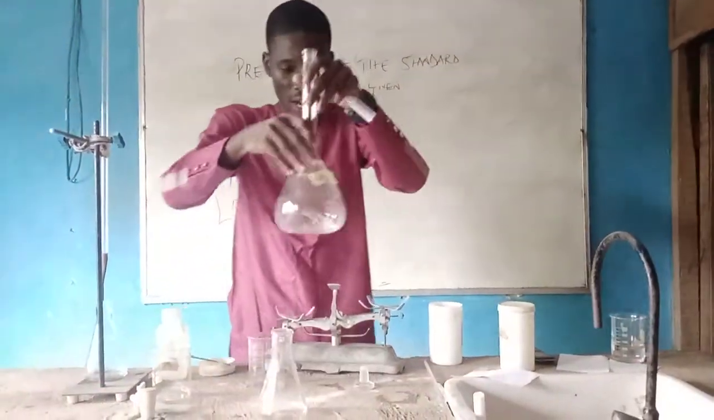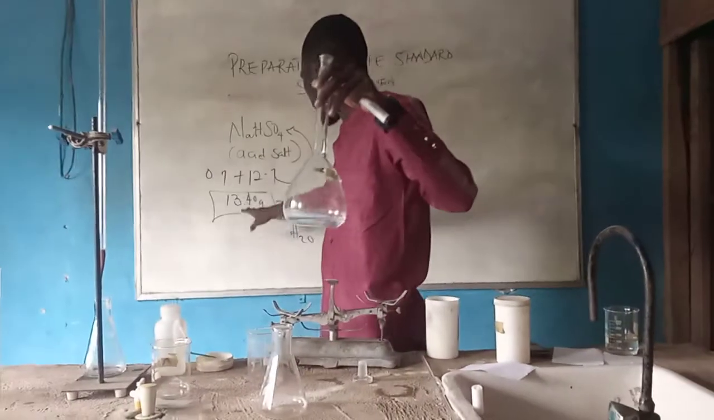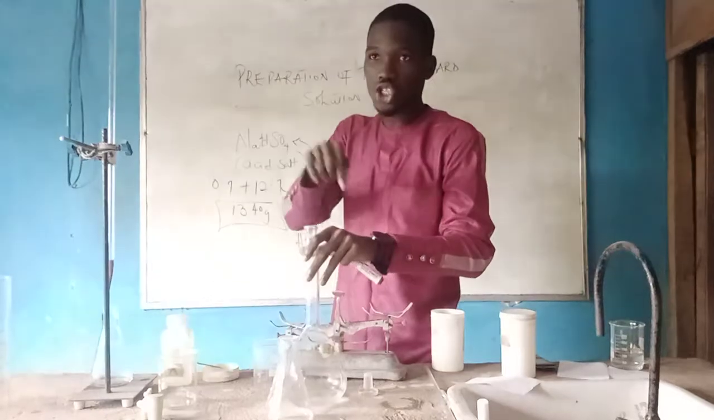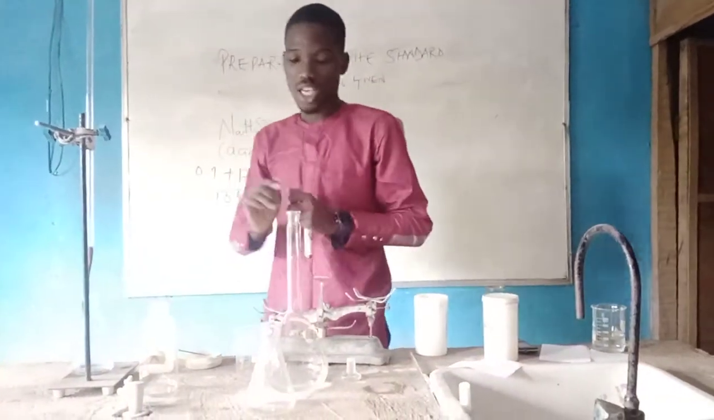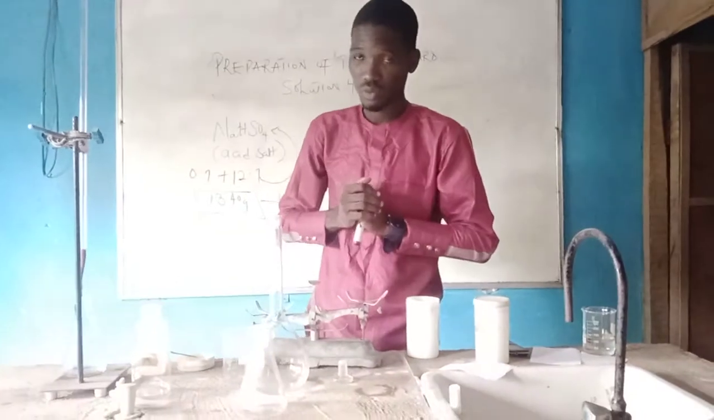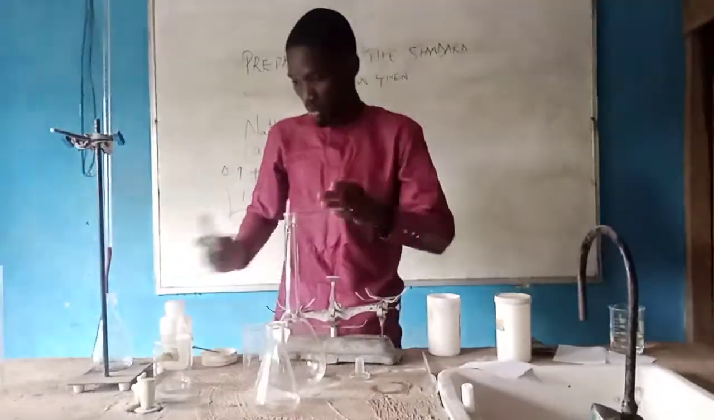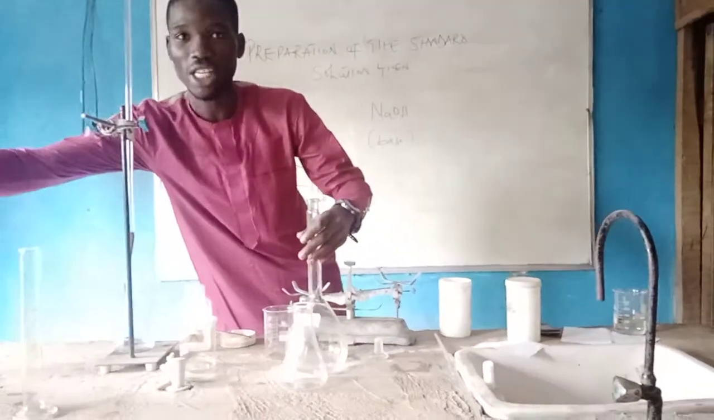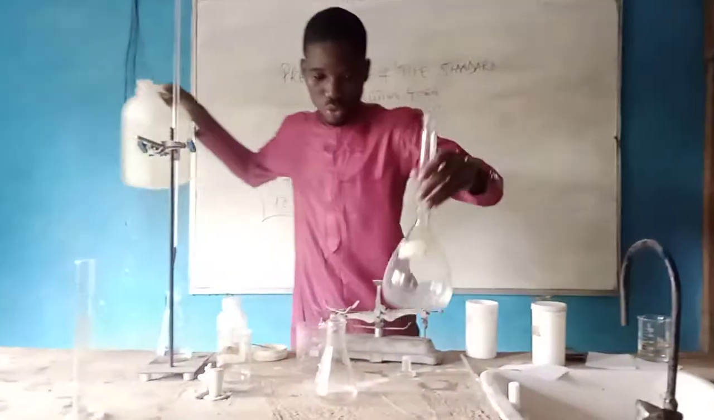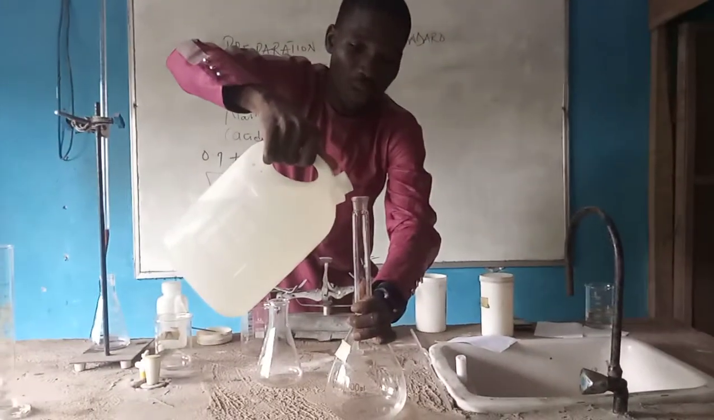Class, looking at what we have here now, I think we have our 13.40 gram being dissolved in what, class? 1000 millimeter. In what, class? 1 dm cube. It's correct. That is 1 dm cube or what? 1000 millimeter. So this is our water here. So as you can see, I will decide to pour into this particular meniscus here, which is a mark.